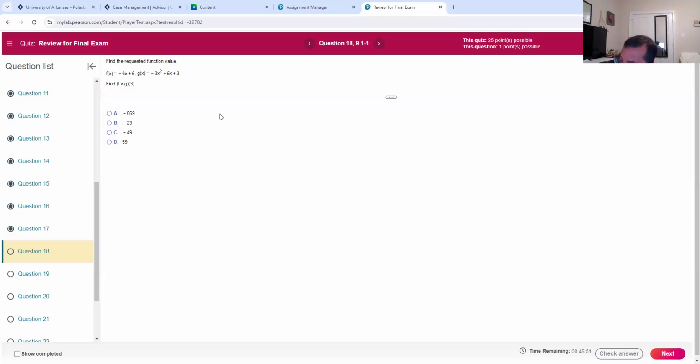All right, y'all, let me write this one down. F of x equals negative 6x plus 5. G of x equals negative 3x squared plus 5x plus 3. We're going to find F compose G of 3. All right, so let me go work that one out.